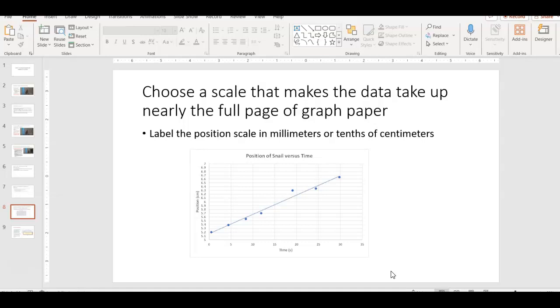And notice that my position scale does not start at 0. My measurements were all in the range between 5 and 7 centimeters, and so that's how I labeled my position scale, so that my data points spread out as far as possible. That also made it easier for me to accurately plot these points. I'm not having to estimate as much, like the difference between 5.1 and 5.2.